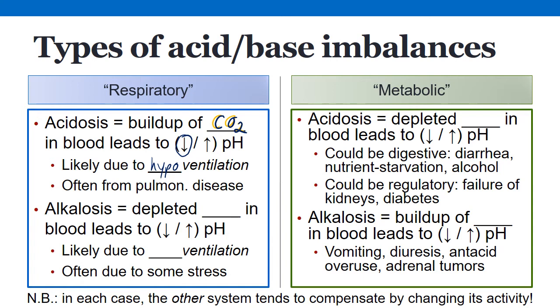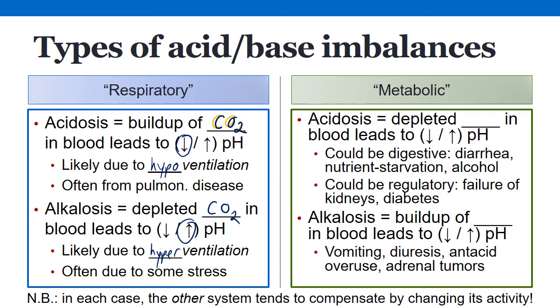Alkalosis means that you've depleted the CO2 in your body, in your blood. With less CO2, your blood becomes more basic, which means you increase the pH. This is often due to hyperventilation, which is often due to some sort of stress on your body. You hyperventilate when you're stressed out.